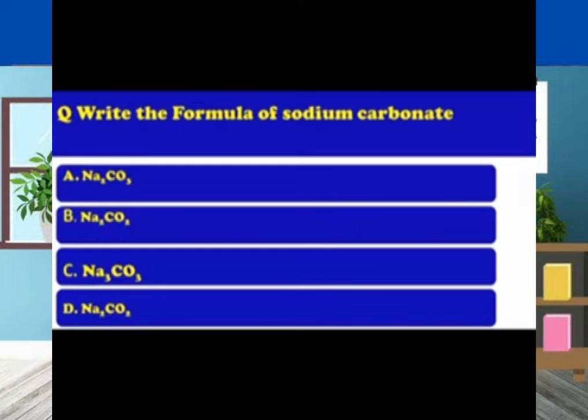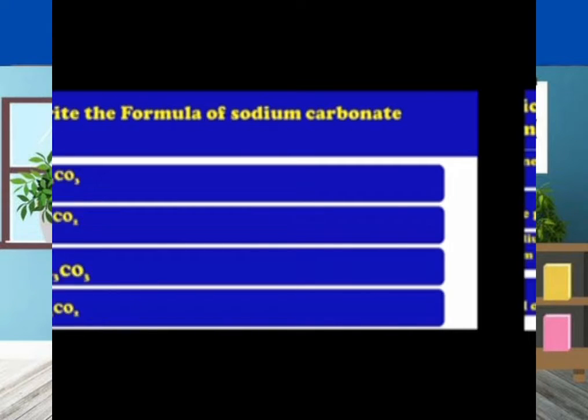Here we have four options: Na2CO3, Na2CO2, Na3CO3, Na2CO2. We know the symbol of sodium, that is Na, and carbonate CO. So here the answer is Na2CO3. Na2CO3 is the correct formula of sodium carbonate.